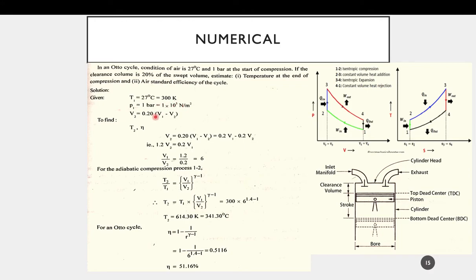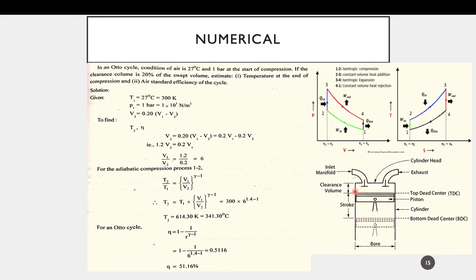Swept volume is V1 minus V2. Okay, so I hope this is clear. Clearance volume V2 is 20% of swept volume. Swept volume is V1 minus V2. I have given this picture for you to understand about the clearance volume and swept volume.